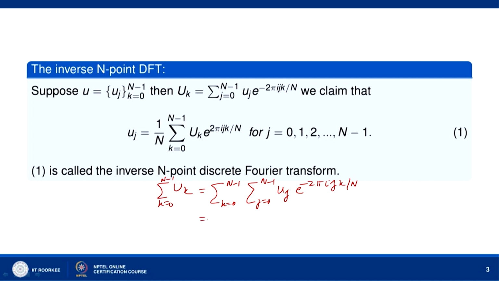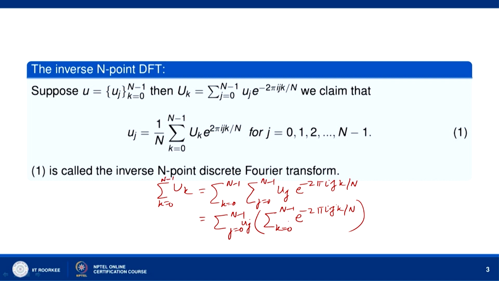Now, these are finite sums, so we can interchange them. So, we can write sigma j equal to 0 to n minus 1 of u_j outside, then sigma k equal to 0 to n minus 1 of e to the power minus 2 pi i j k by n.